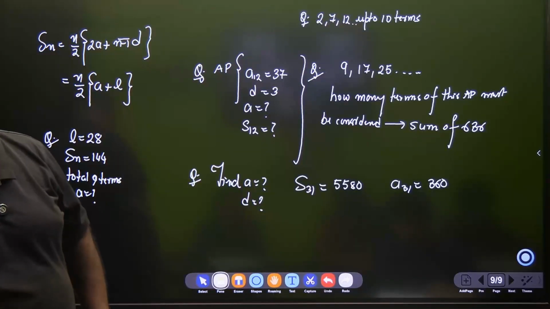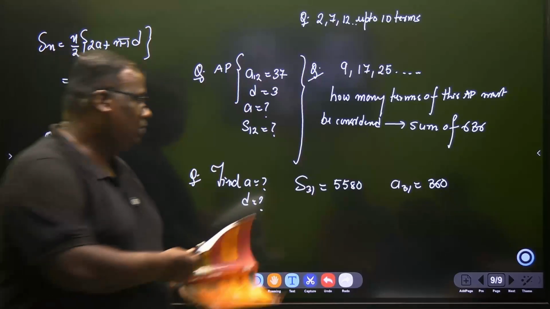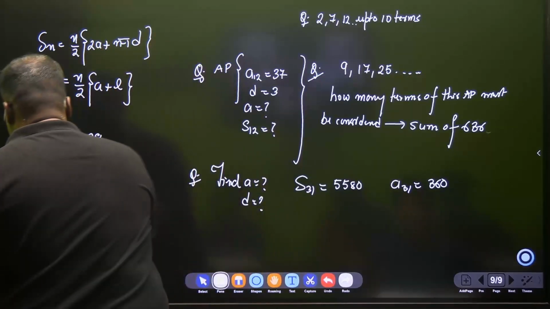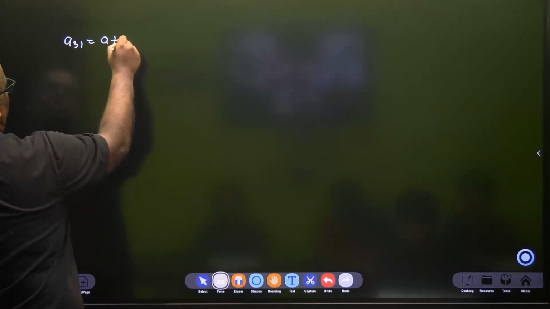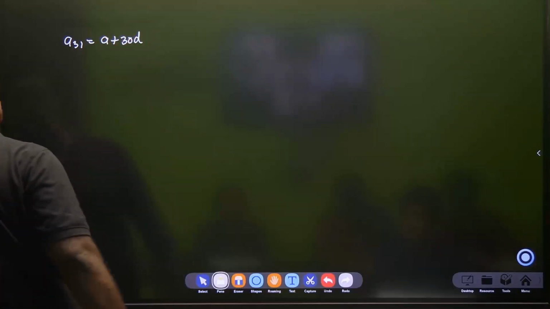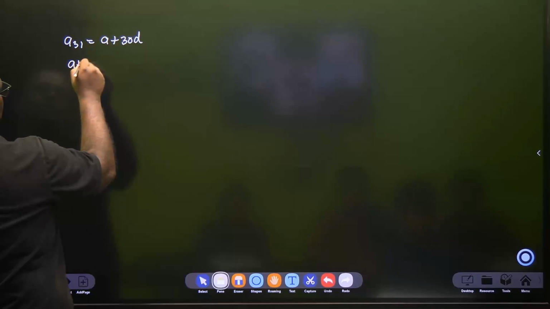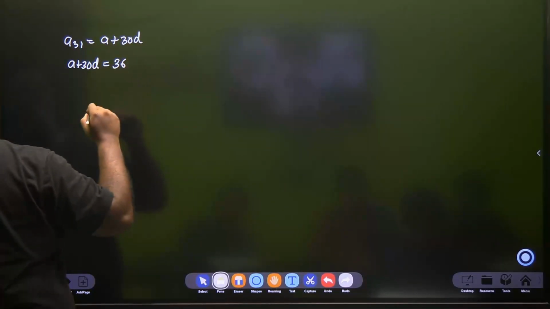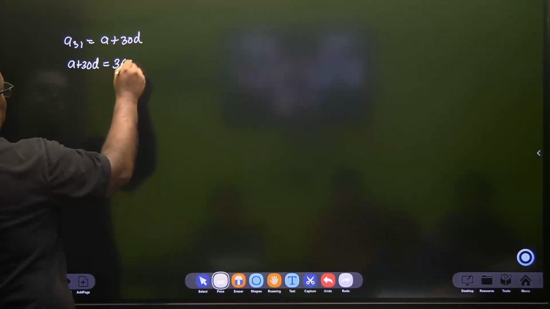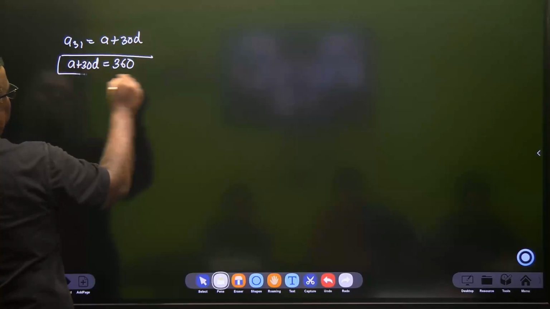Let's write the equations first. What is given to us? We are given the value of A31. What is A31 equal to? A plus 30D. Do you know the value of D? No. But do you know that A plus 30D is equal to 360? Not 5580. 5580 is the sum, beta.